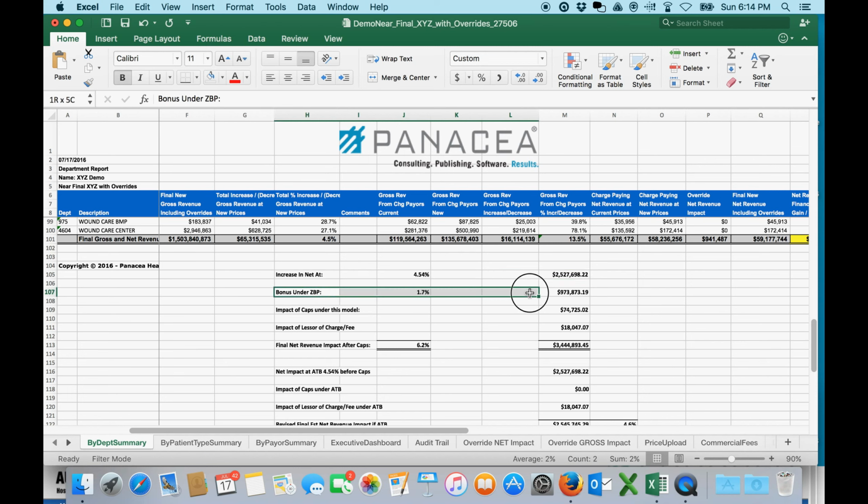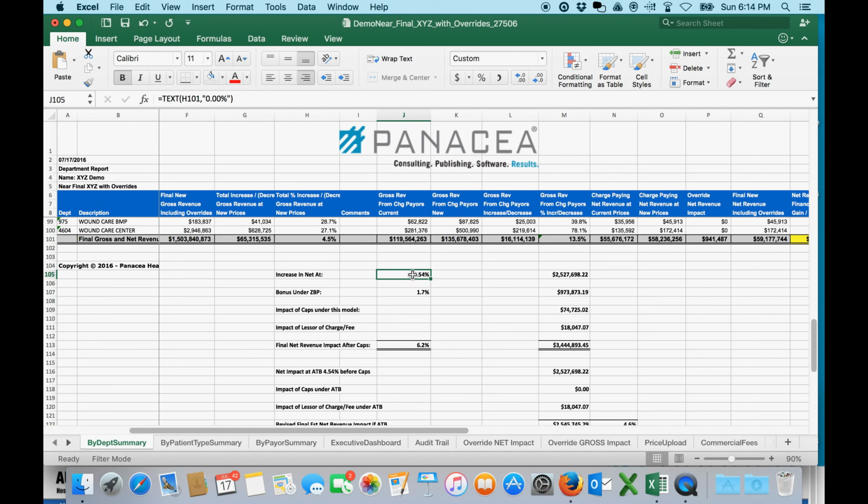But we actually picked up what we call a bonus under the zero-based pricing of $973,000. That is just simply the effect of prices going up and down based on the benchmarks, plus utilizing Panacea's peer group optimization method. We are going to lose $74,000 because we're actually over the cap, and we actually increased revenue by about $18,000 because, unbeknownst to the client, they had charges that were below the fee schedule. So we're actually going to get some additional fee schedule reimbursement to the tune of $18,000. So when you add these together, you subtract this and you add the 18, you actually get a net reimbursement increase of $3.4 million compared to $2.5 million had we done a 4.5% across the board.